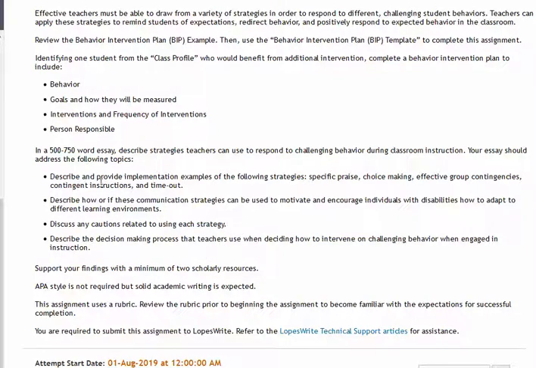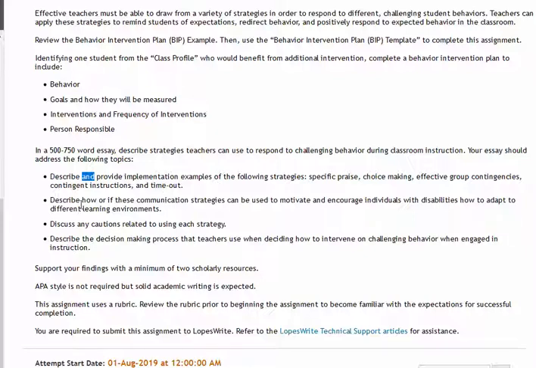So describe and provide. 2 things you're doing. It tells you 2 things. Describe and provide implementation examples. So you're not only providing the examples, you're describing them. Of the following strategies. Now notice something. Specific praise, comma, choice making, comma, effective group contingencies, comma, contingent instructions, comma, and timeout. That means that commas mean you include that, and means all of them.